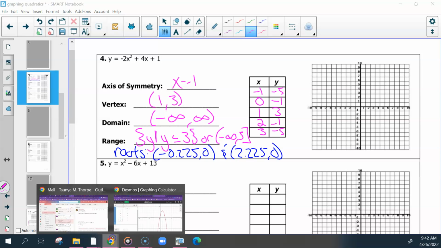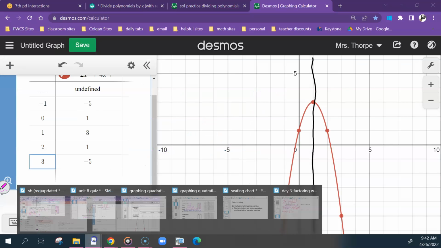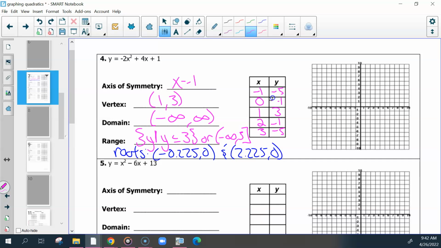I don't know if those are there. It was 1, not negative 1. And then plot those points in graph. Desmos is nice because it takes care of a lot of the stuff that we have to do by hand.